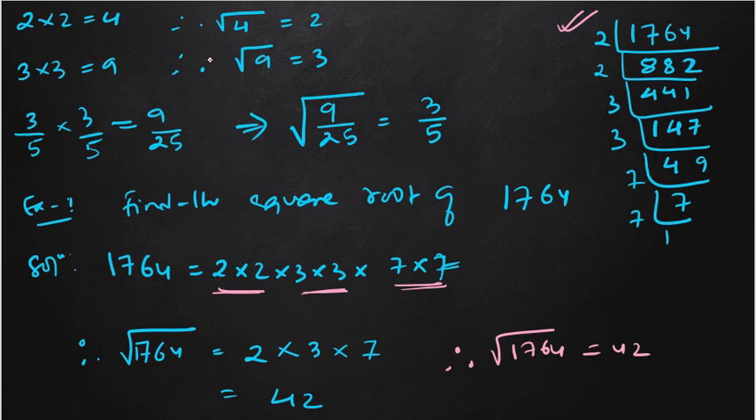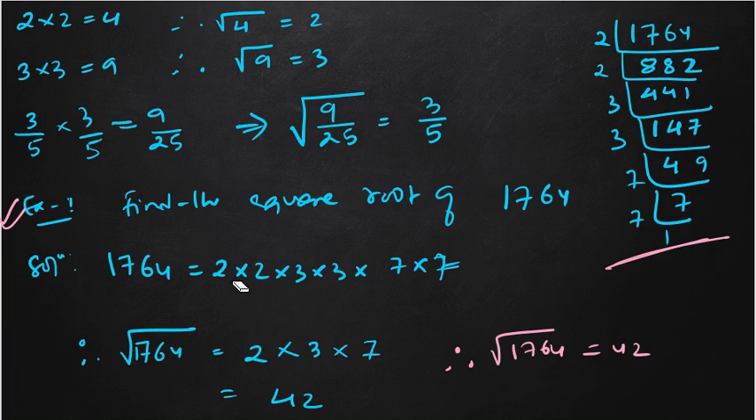Let us understand with one example. If you see on the screen, the question is example number 1: find the square root of 1764. What is the first step? First, we need to find the prime factorization of 1764. The prime factors of 1764 are 2 into 2, 3 into 3, 7 into 7.